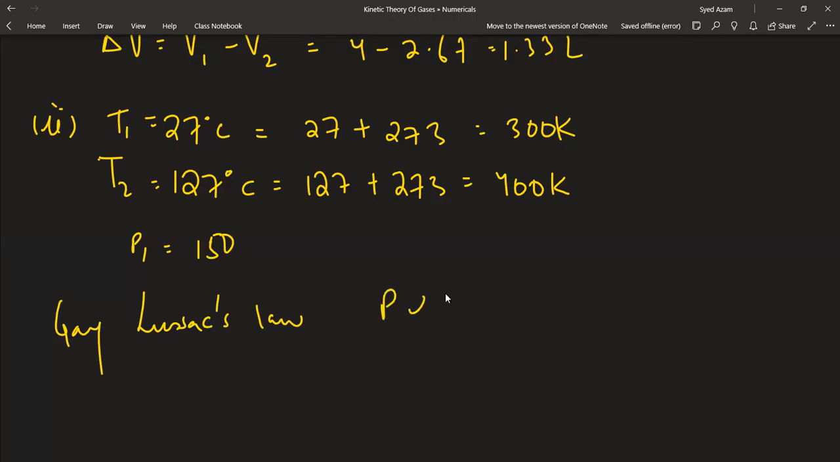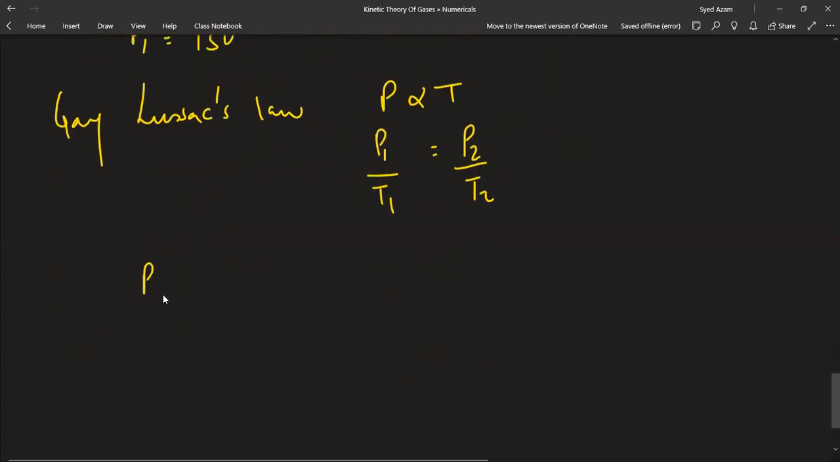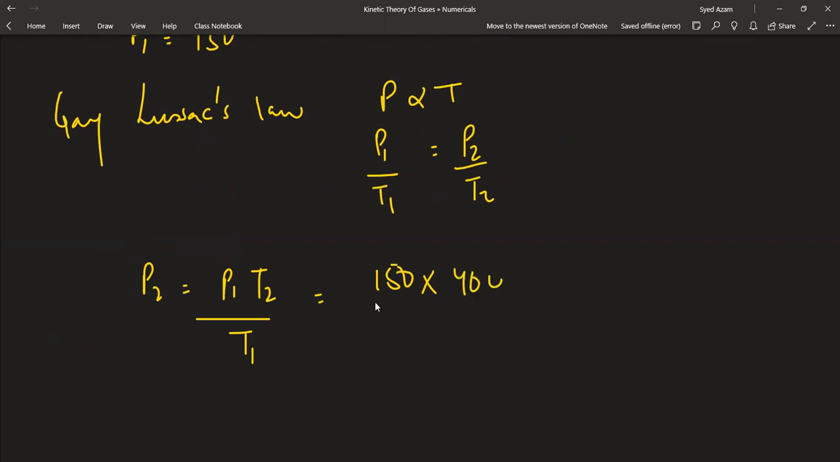So it says that pressure is directly proportional to the temperature, right? It is directly proportional to temperature. So P1 by T1 will be equal to P2 by T2. This is the rule. So we just have to find out the value of P2. So it will be P1 T2 by T1.